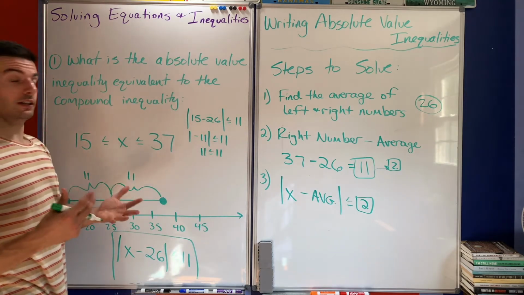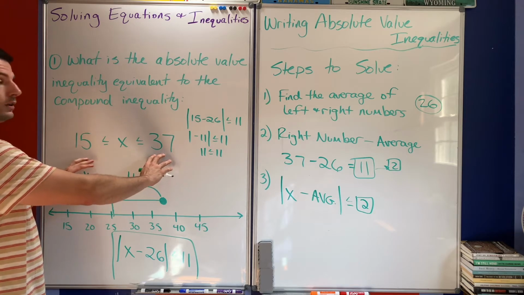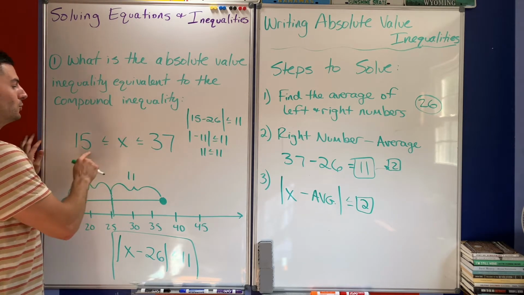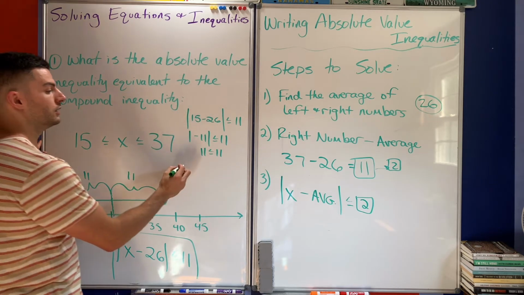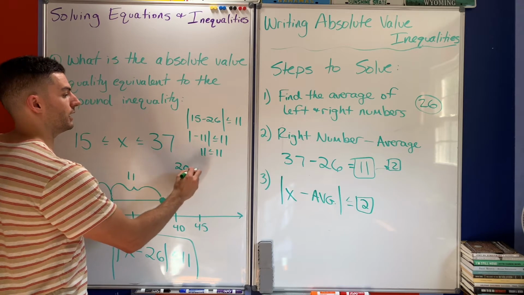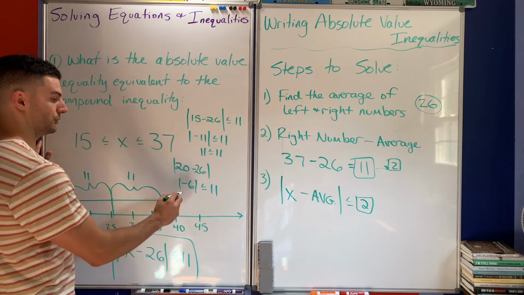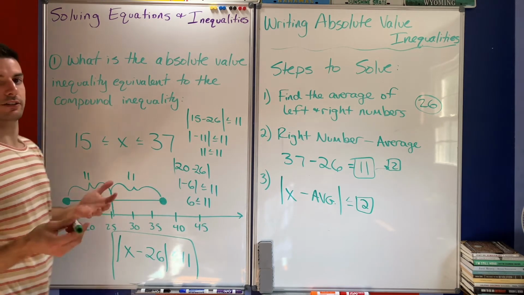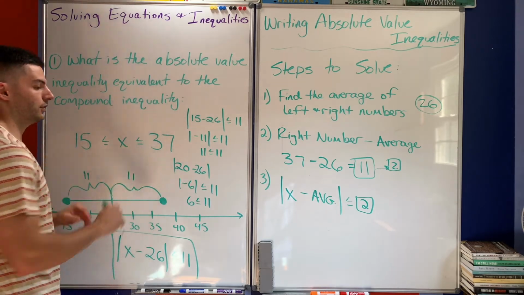So basically what this is saying is 15 and 37 are my lower and upper bounds, right? Because that would give me exactly 11. And then it's saying any number between these two would still work. Let's just pick 20. If I did 20 minus 26, that's negative 6, and the absolute value of negative 6 is 6. So yes, 6 is less than or equal to 11.